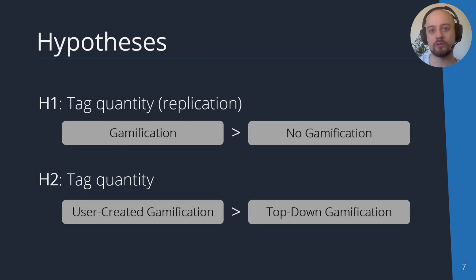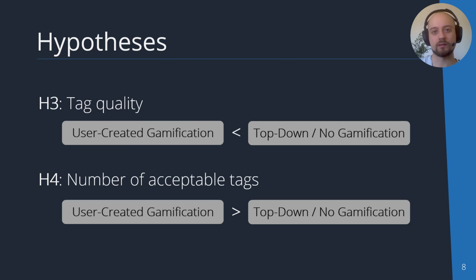Now, what were the research questions and the hypotheses we wanted to answer with our study? Well, first, we wanted to be able to replicate results because Meckler et al. have already been able to show that top-down gamification has positive effects in the image tagging context. So we wanted to be able to show that top-down gamification, but also user-created gamification have positive effects compared to no gamification. With our second hypothesis, we wanted to go one step further and show that user-created gamification would also outperform top-down gamification because we give the users much more freedom.